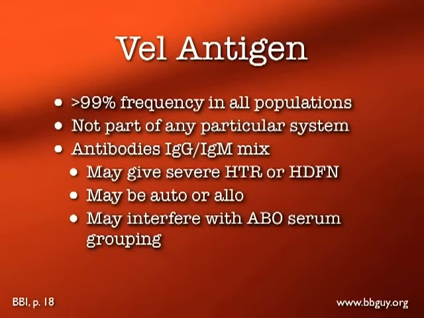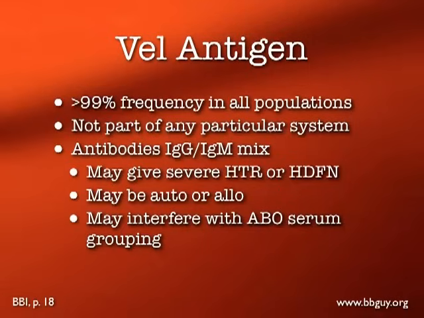Let's finish with VEL. VEL is an antigen that does cause substantial issues when it's seen. Fortunately, it's rare. The antibody is rarely seen. It's an antigen that the antibody against it causes substantial problems, but it's rarely seen because the antigen is so high frequency. It's not part of any system. The antibodies, though, do cause problems because they're an IgG and IgM mix. They can look fairly weak, but despite that, they can cause very serious problems. Severe hemolytic transfusion reactions, severe hemolytic disease of the newborn.